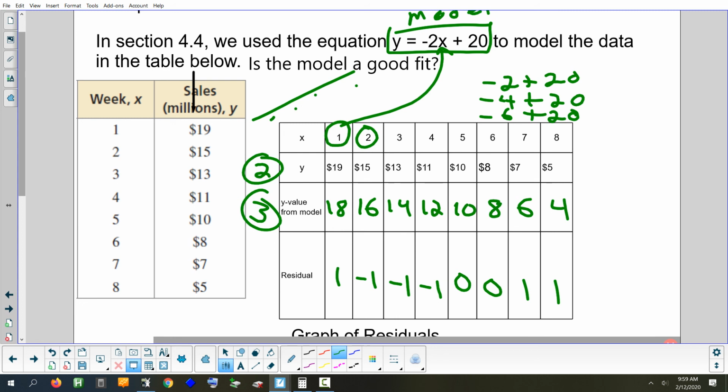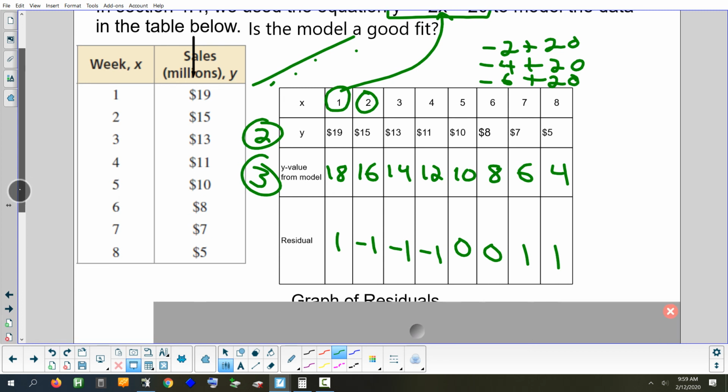That's great. And all the residuals are 1 or smaller. That's exactly what you want. You don't want a residual of like 20. That means your point is way off the line. Okay, so now we got all our residuals.